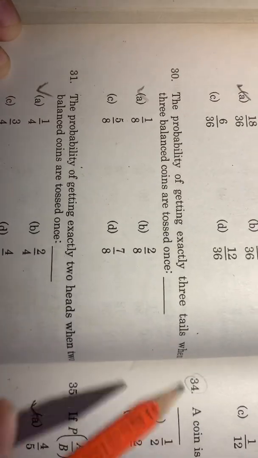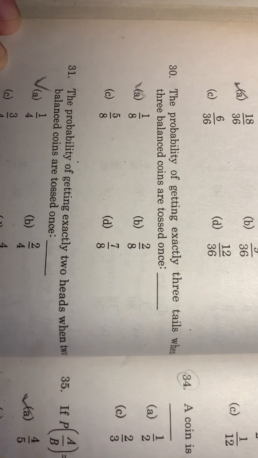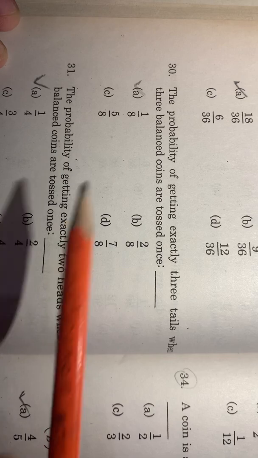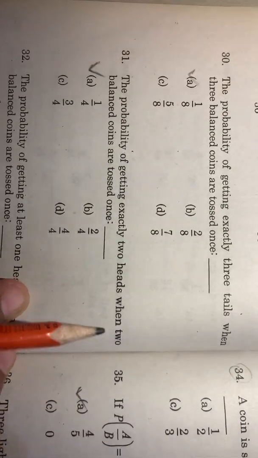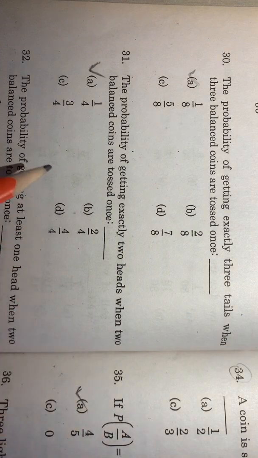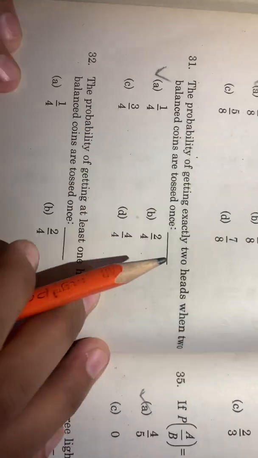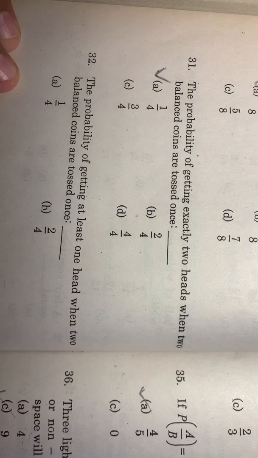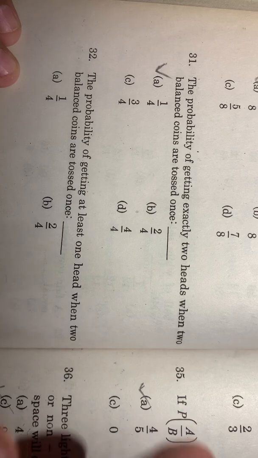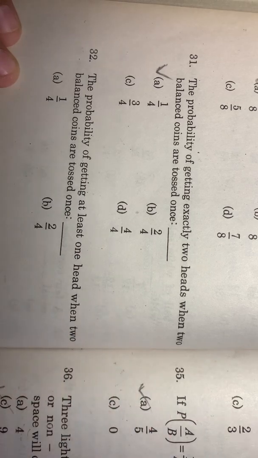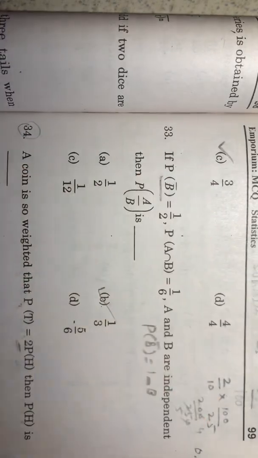MCQ number 30 is the probability of getting exactly 3 tails when 3 balanced coins are tossed once is 1 by 8. The probability of getting exactly 2 heads when 2 balanced coins are tossed once is dash, 1 by 4. 32 MCQ is the probability of getting at least 1 head when 2 balanced coins are tossed once. So its option would be 3 by 4, which is mentioned in option number C.